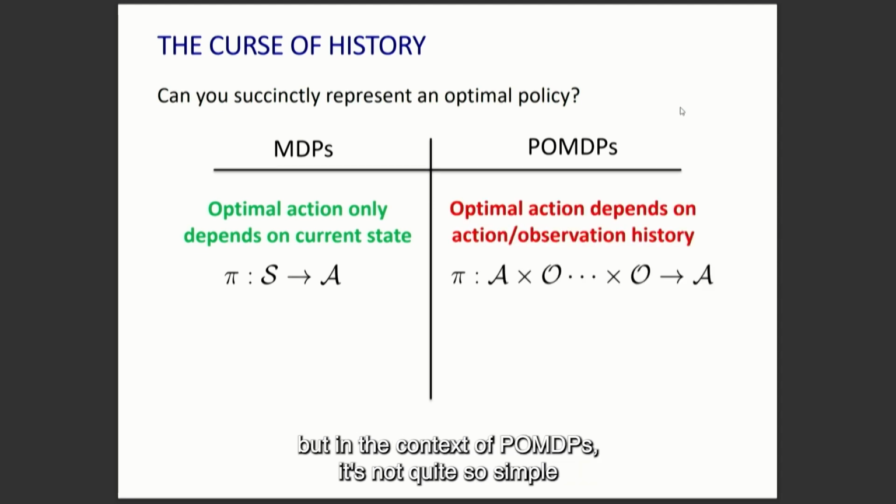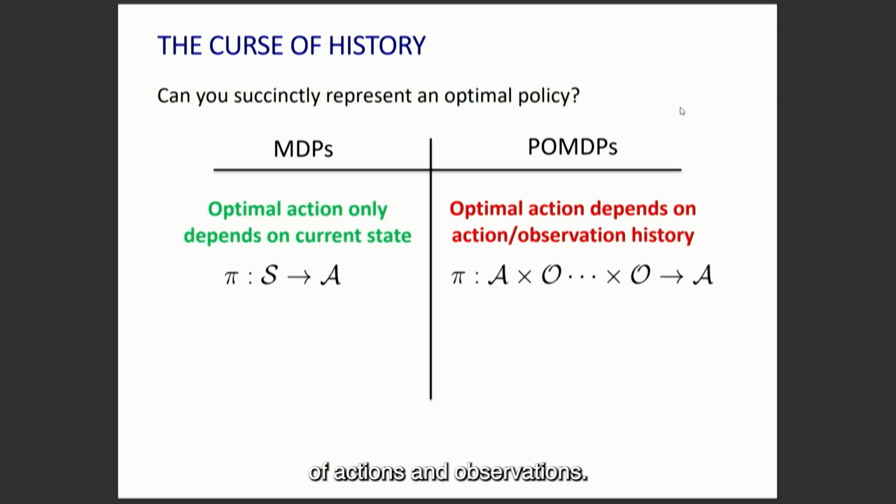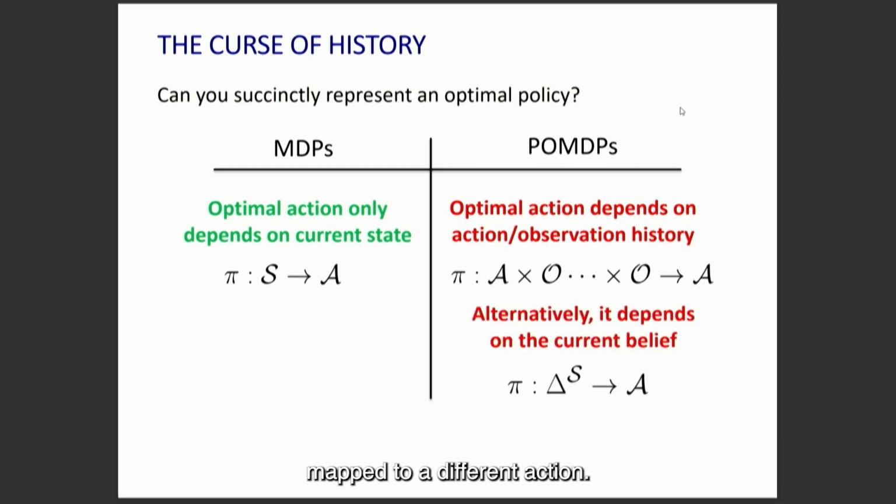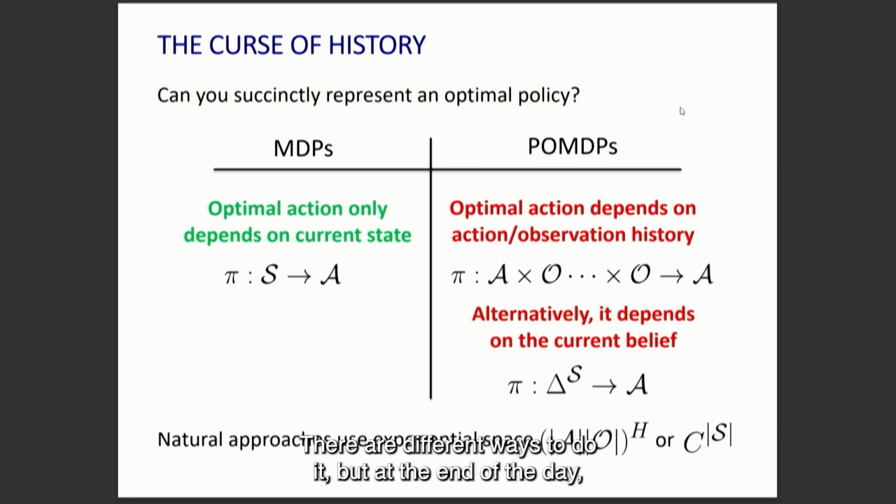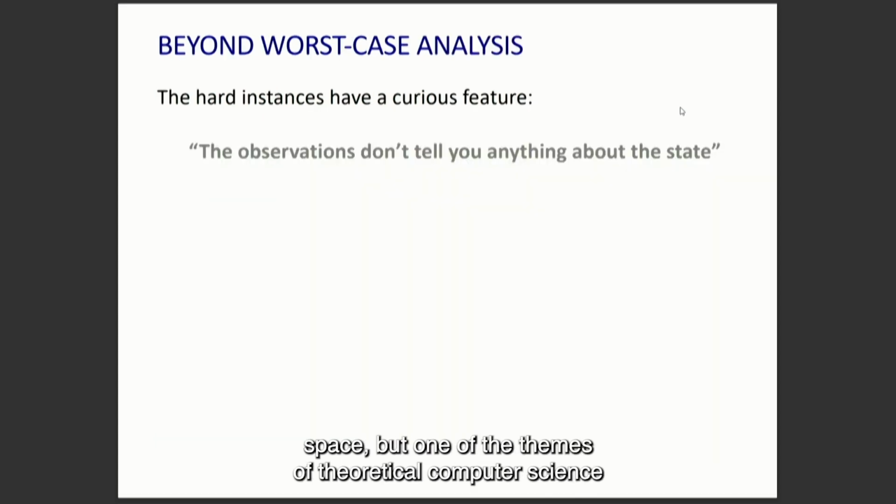But in the context of POMDPs, it's not quite so simple because you don't really know where you are. You just have hints. So in fact, the optimal policy takes the full sequence of actions and observations. All of these give you some idea about what state you think you're in, and that full sequence gets mapped to a different action. There are different ways to do it, but at the end of the day, all of the ways of even writing down an optimal policy, forgetting how I would even find this policy to begin with, well, they need exponential space even to describe them, either exponential in the horizon or the state space.